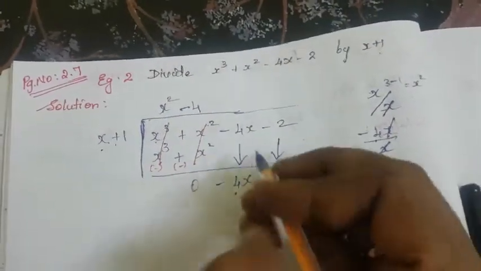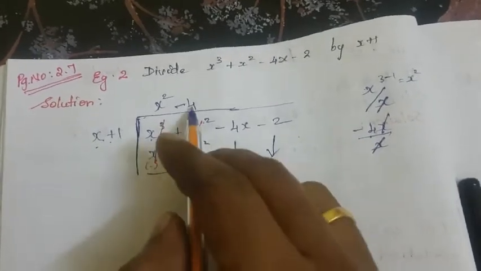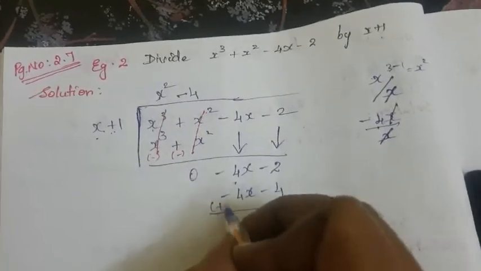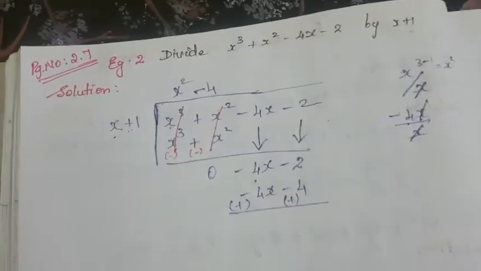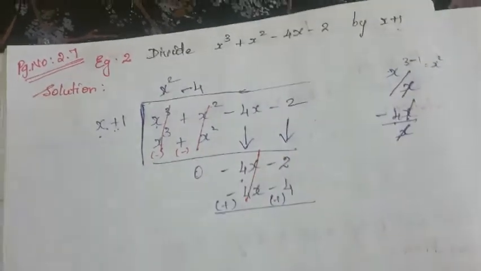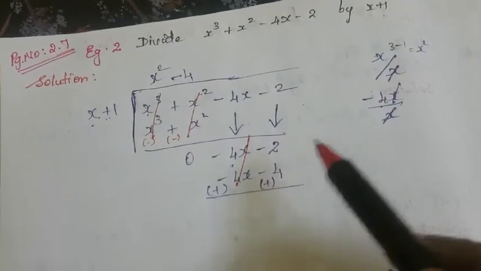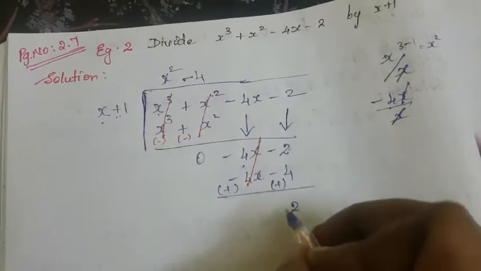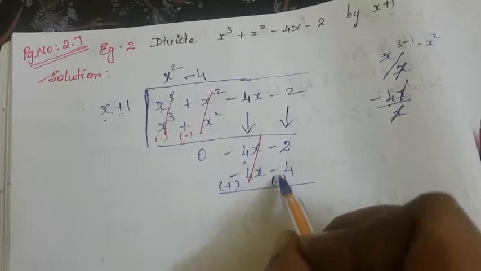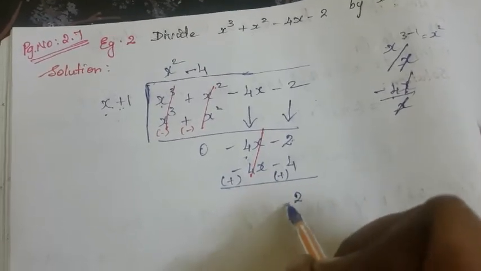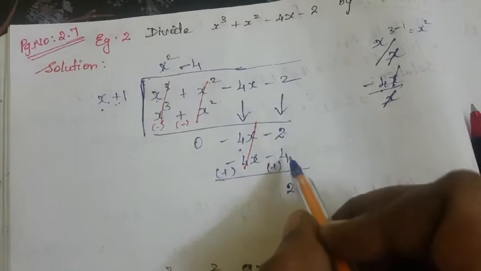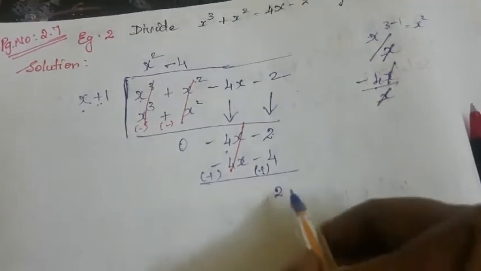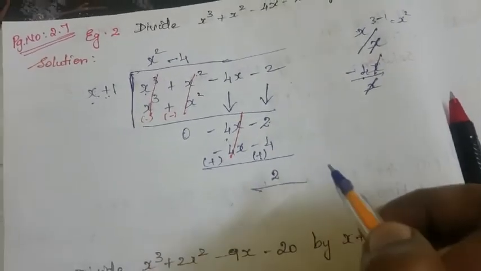Minus 4 into x becomes minus 4x. Minus 4 into plus 1 becomes minus 4. If we change the sign, this will cancel. Here it is minus 2, here it is plus 4. So what we have to write? Plus 2, since 4 minus 2 is 2. Whichever number is bigger, that sign we use in the answer. This is the greater number, so we have used the plus symbol. So this will be the remainder.